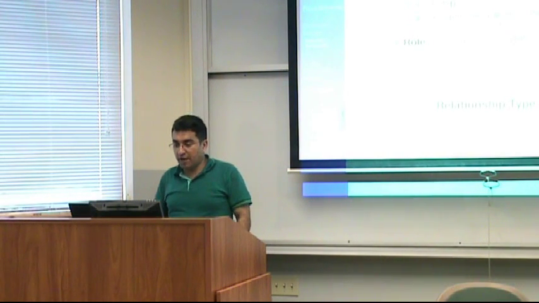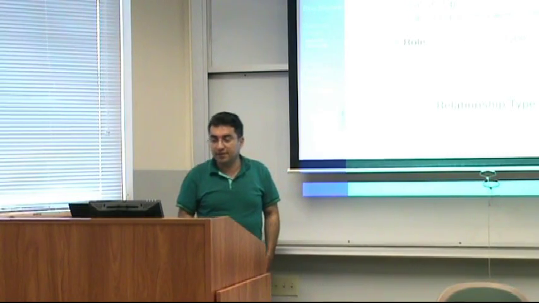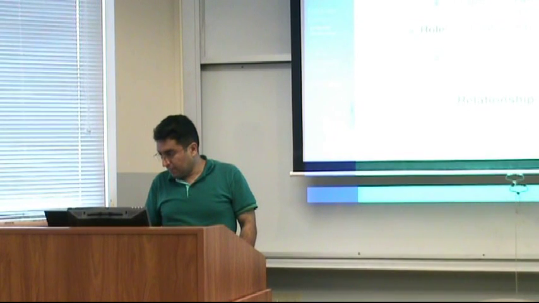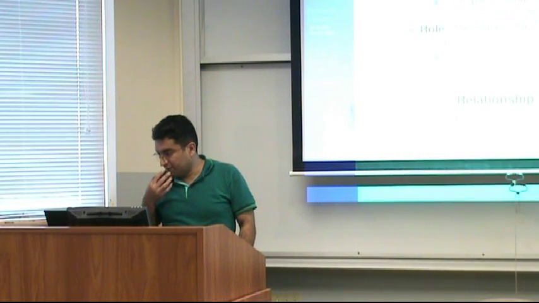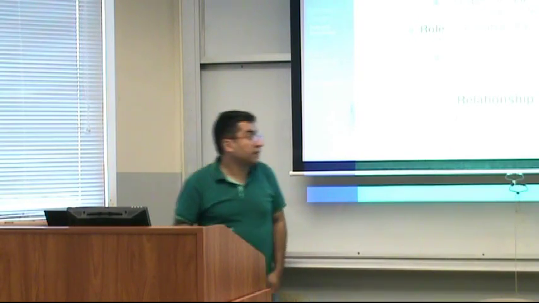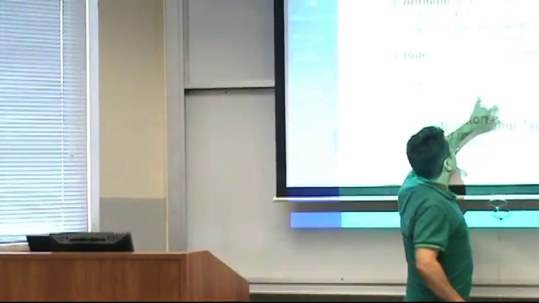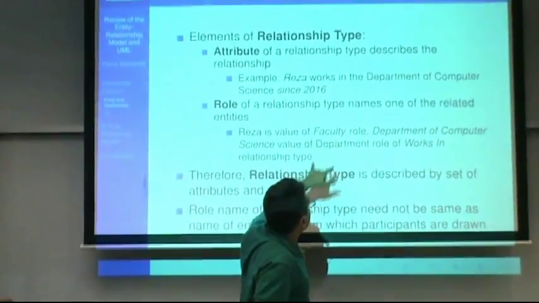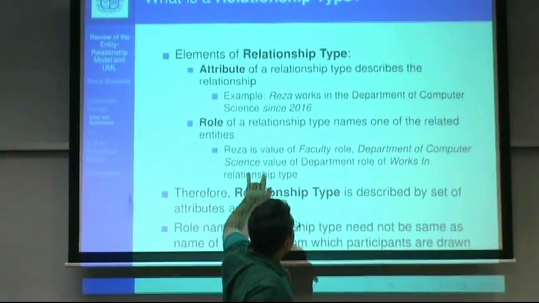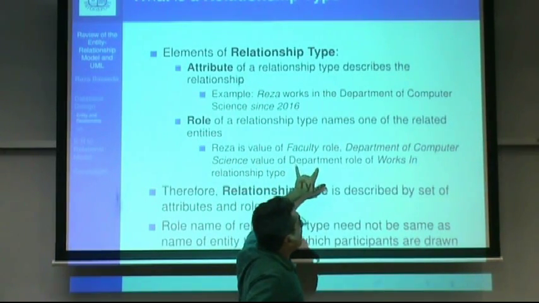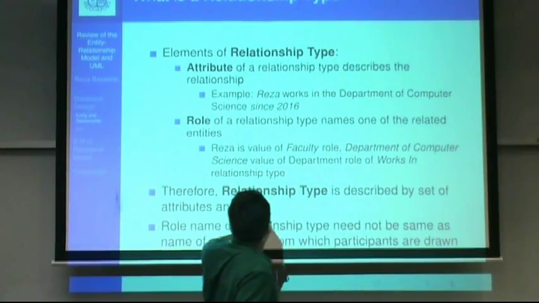In addition to relationship type and attributes, we have to recognize the roles of the entity types for a relationship, okay? Here, for example, in the example I mentioned above, Reza is the value of faculty. Then we have a faculty role in the works in relationship. And also, Department of Computer Science is playing the role of department in this relationship.